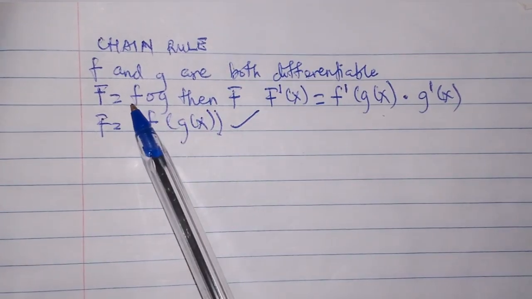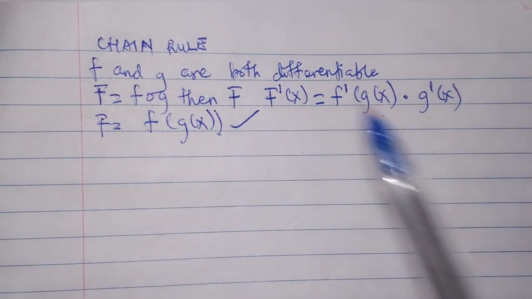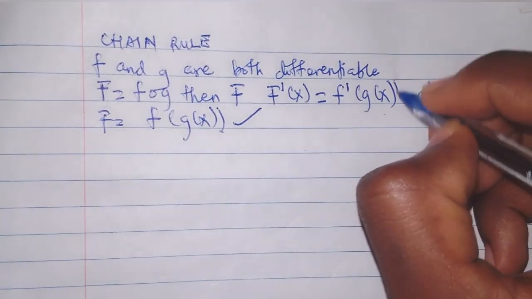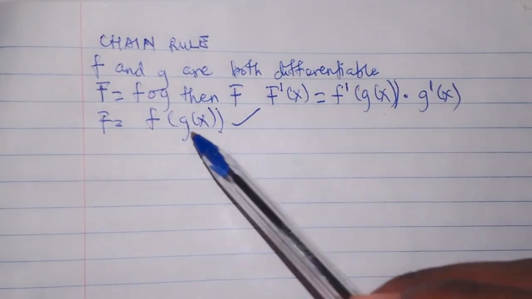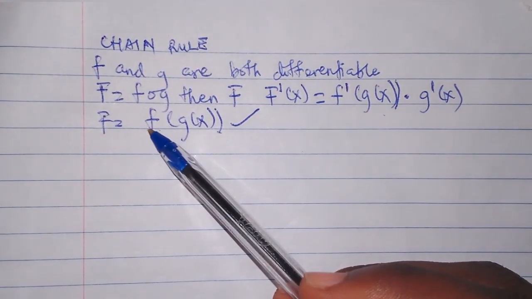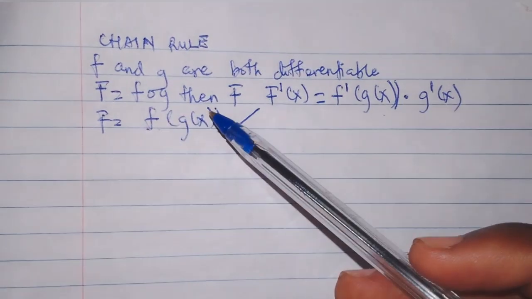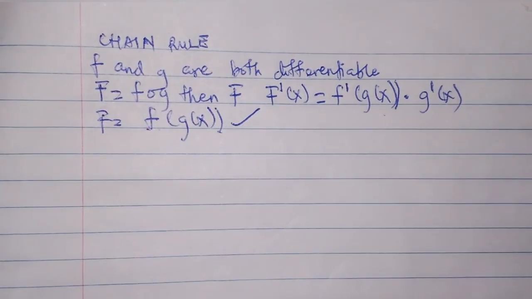So the derivative of this composite function is what? First, you differentiate what is outside the bracket, so differentiate f separately. Then you multiply it by g of x. Then you multiply it by the derivative of g of x.